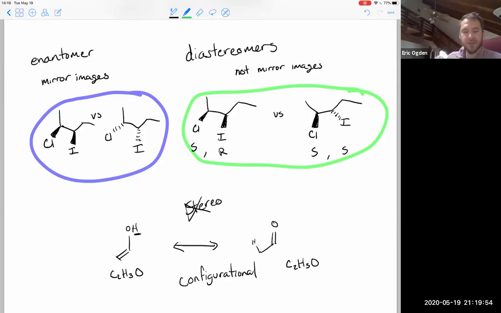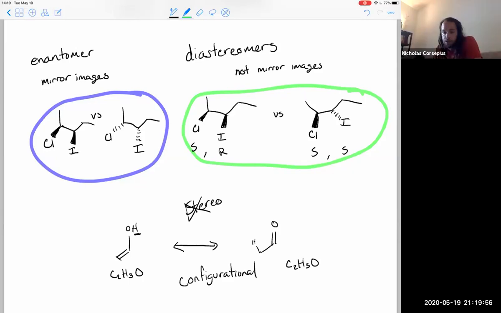Enantiomers can still have two stereocenters, as long as they're mirror images of one another. Gotcha. And you're only ever going to have a pair of enantiomers, right?